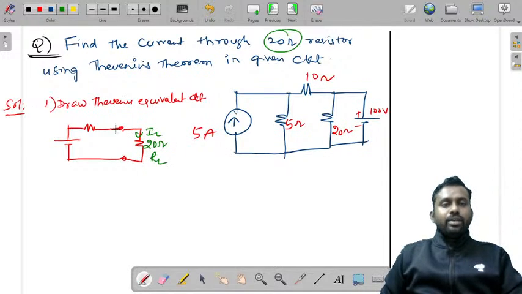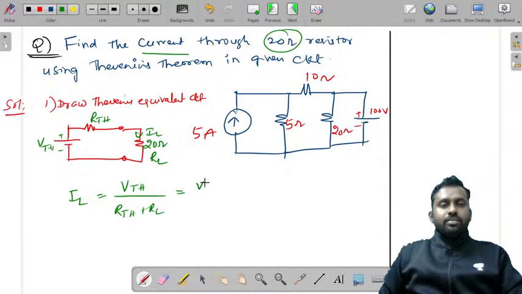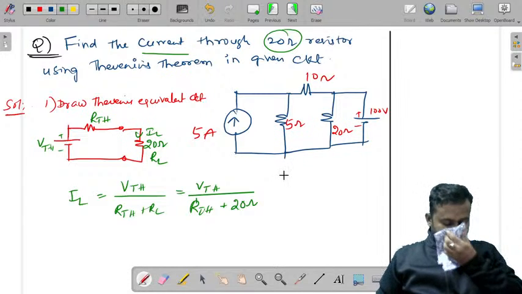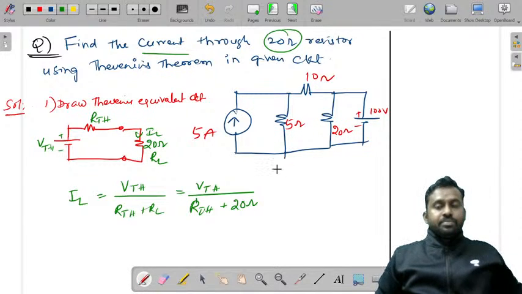Let us consider the load current. This is RTH. This is VTH. So what is IL equal to? We are asked to find the current. So IL, by applying KVL, is VTH by RTH plus RL. What is the value of RL? 20 ohms. So this is the current. This would be the first step.